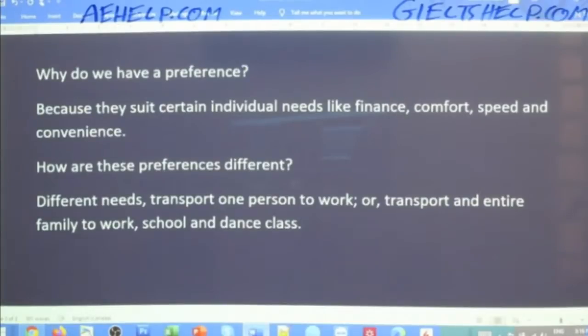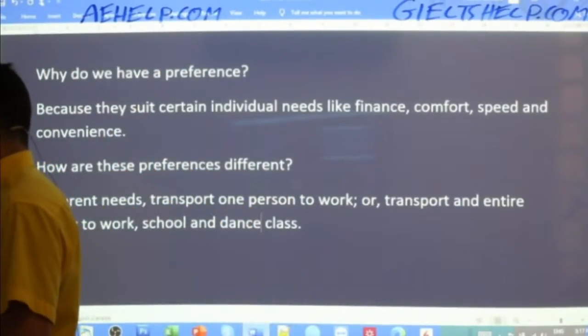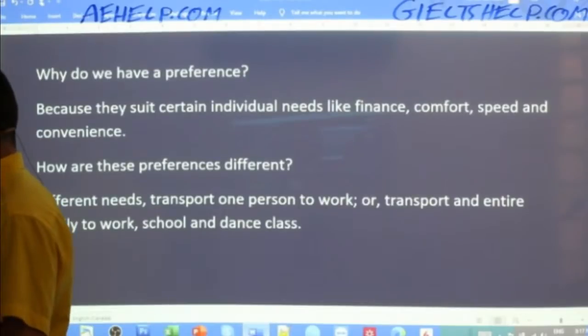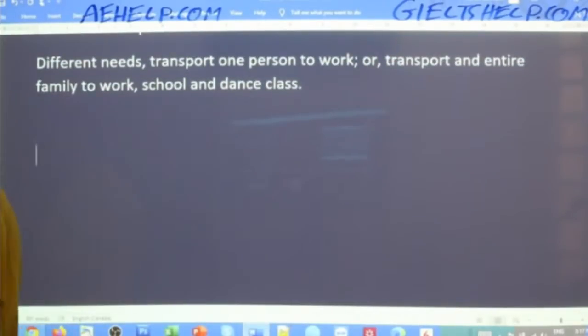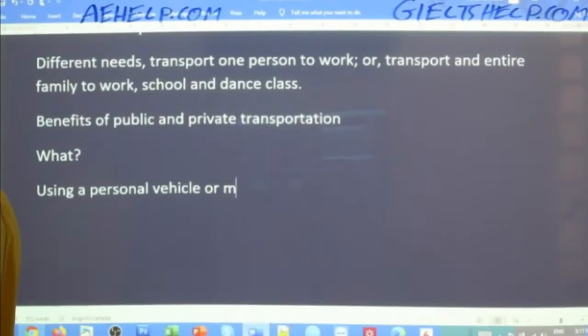All right, so that's our questions for the topic, meaning people's preferences. Now, what you want to do after is go through the second set, the controlling idea. So public and private transportation. Here the "what" is really important and simple: using a personal vehicle or mass transit, okay? So that's fine.